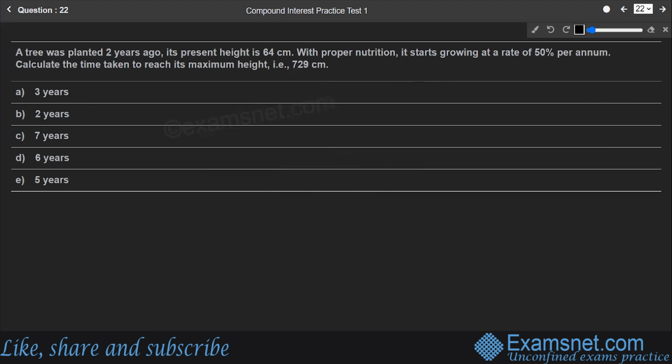Now, a tree was planted 2 years ago. Its present height is 64 centimeters. With proper nutrition, it starts growing at a rate of 50% per annum. Calculate the time taken to reach its maximum height, that is 729 centimeters. So these are all the things given. The maximum height can be taken as the final value. So the final value is nothing but 729. The original value, which can be treated as the principal, is nothing but 64 centimeters. That was the original value.